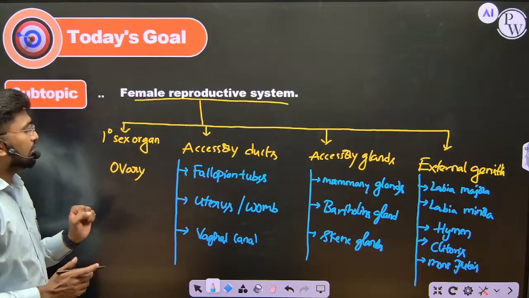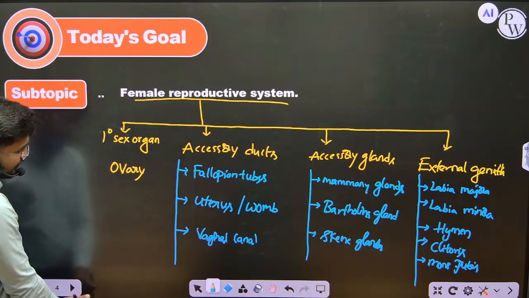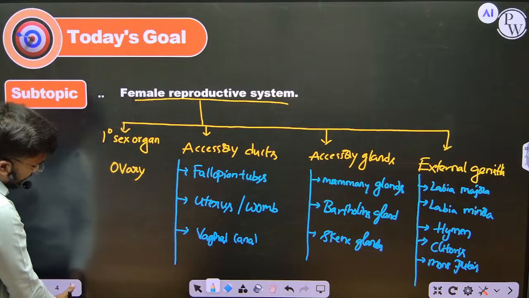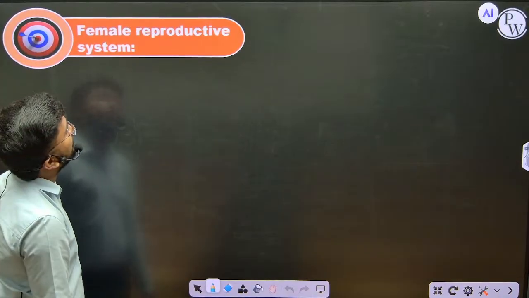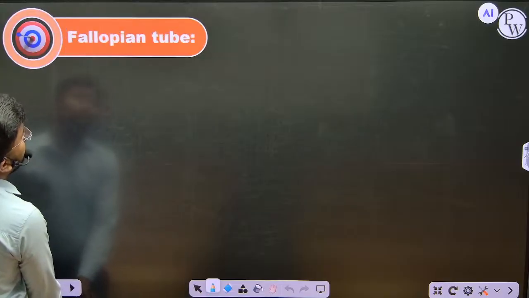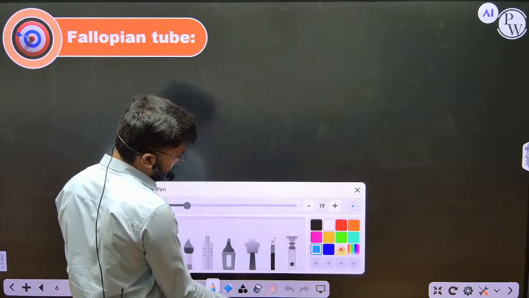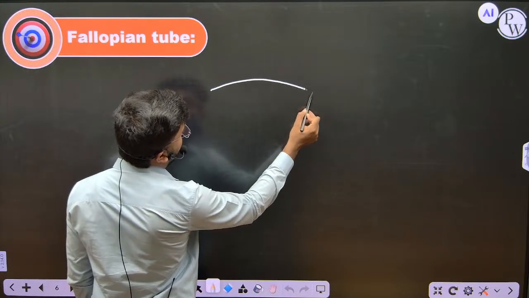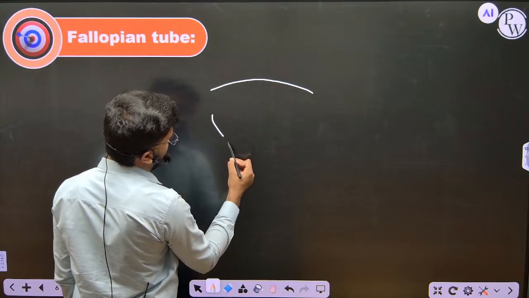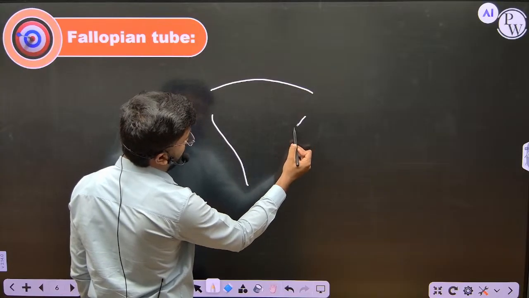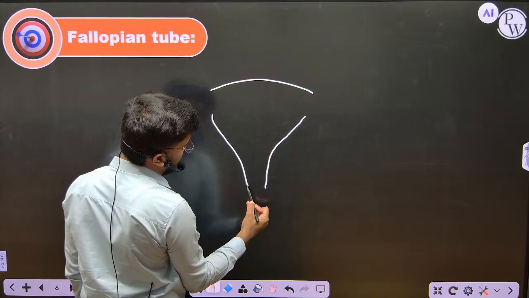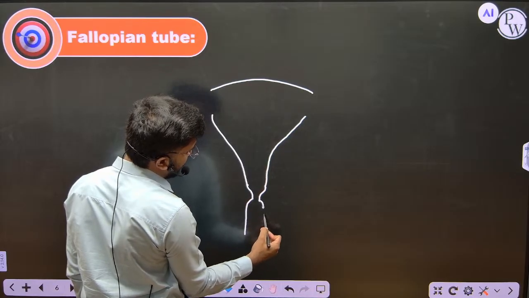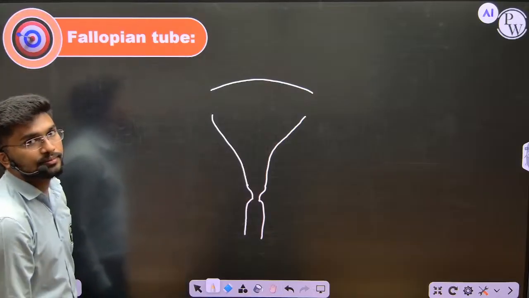Okay. Next, accessory ducts. What did I say? Accessory ducts include fallopian tubes, uterus, and vaginal canal. Let us talk about that. Fallopian tube. This is the uterus, and the neck of the uterus is called cervix. This is the vaginal canal, also called the copulatory canal.